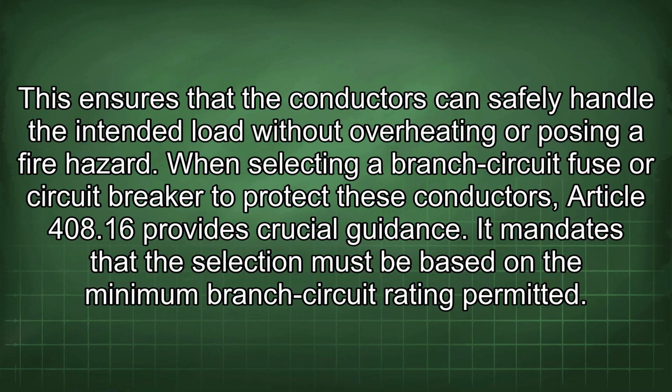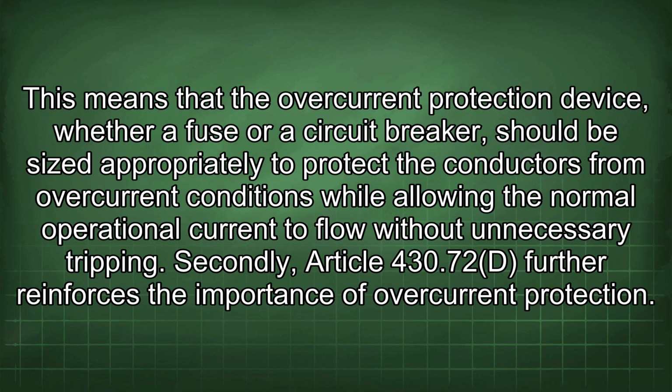When selecting a branch circuit fuse or circuit breaker to protect these conductors, Article 408.16 provides crucial guidance. It mandates that the selection must be based on the minimum branch circuit rating permitted. This means that the overcurrent protection device, whether a fuse or a circuit breaker, should be sized appropriately to protect the conductors from overcurrent conditions while allowing the normal operational current to flow without unnecessary tripping.